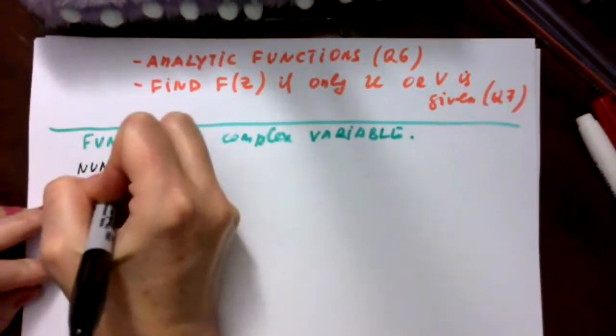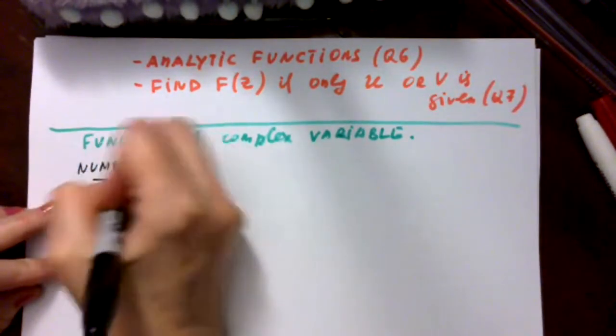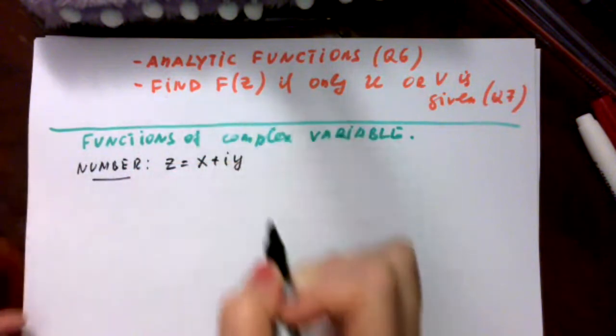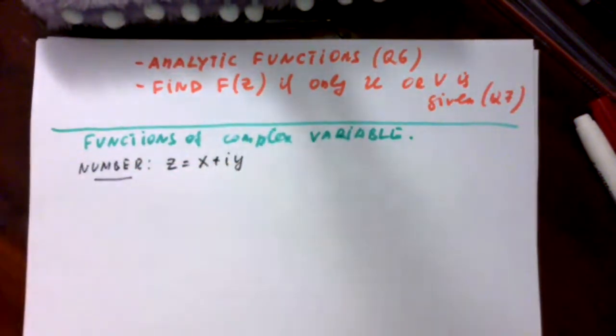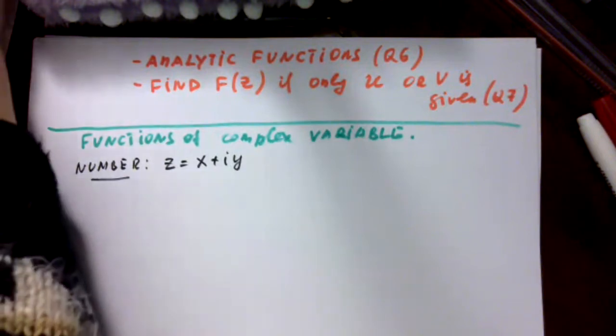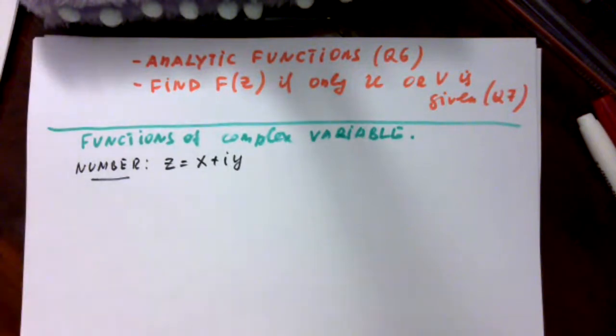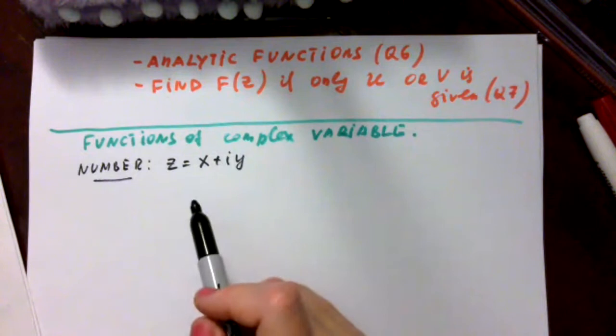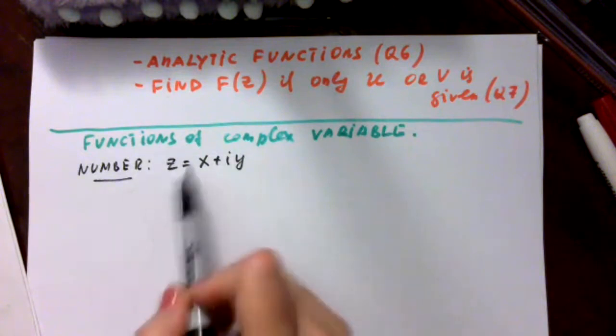Until now, we've known only complex numbers. A complex number looks like z equals x plus i times y, where i is the imaginary unit, which is the square root of minus 1. And x and y are real. x is the real part of the complex number, and y is the imaginary part of the complex number. Sorry, I said something wrong before. Not imaginary number, but complex number.